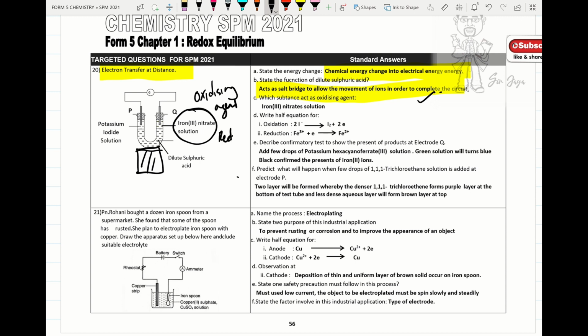The oxidizing agent undergoes reduction. Reduction will be placed at the cathode. The cathode will be the positive terminal. So this is the positive terminal, and this will be the negative terminal. So this is known as the reducing agent. Potassium iodide solution, please remember, is a colorless solution. Iron(III) nitrate, please remember, is a brown solution.